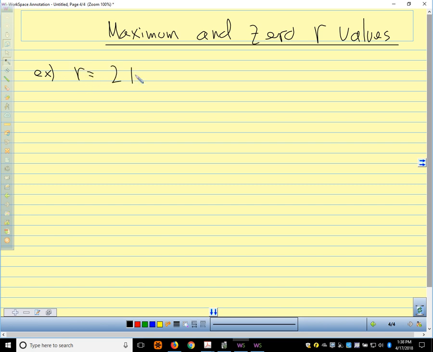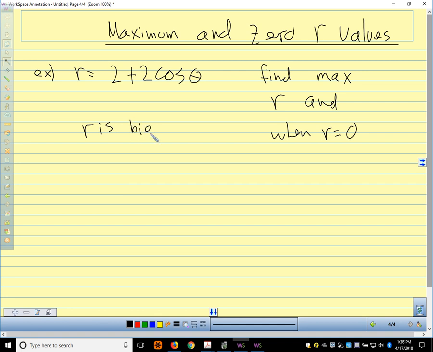r equals 2 plus 2 cosine theta. And we want to find max r and when r equals 0. Well, what's going to make our radius, what's going to make r the biggest? Well, the only thing that's changing is 2 cosine theta. So we want 2 cosine theta to be the biggest it can be.